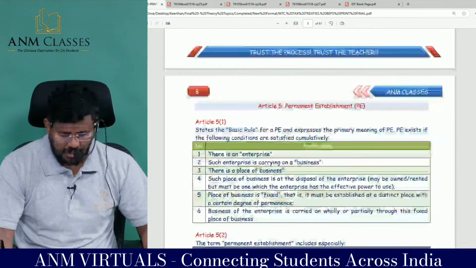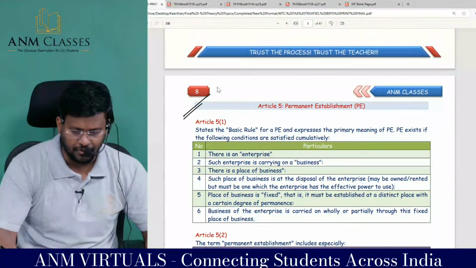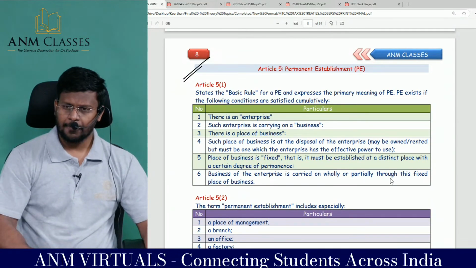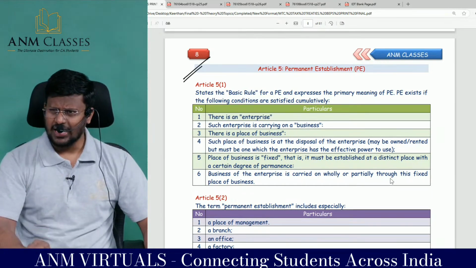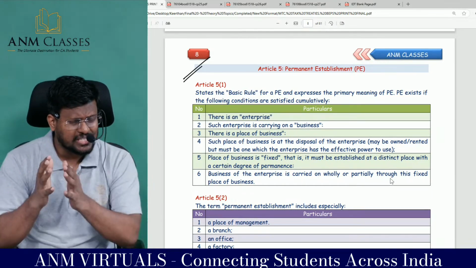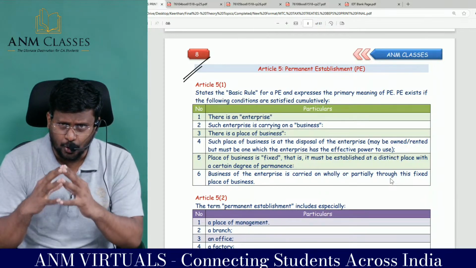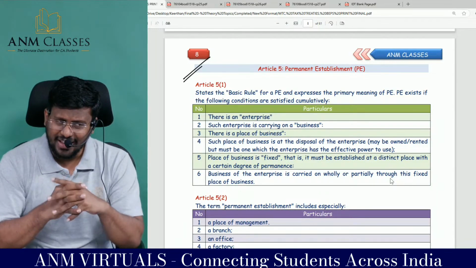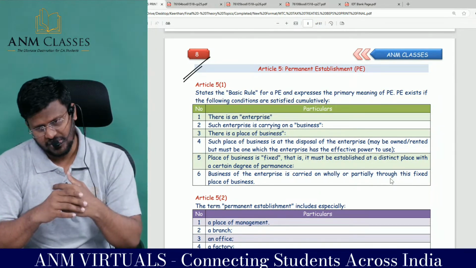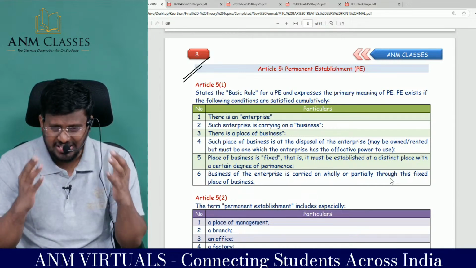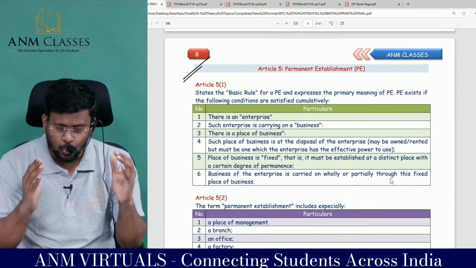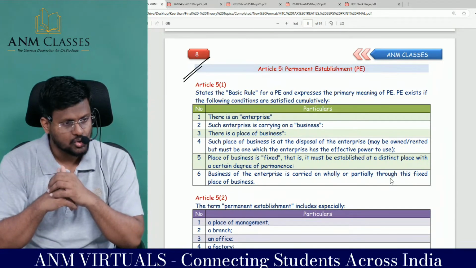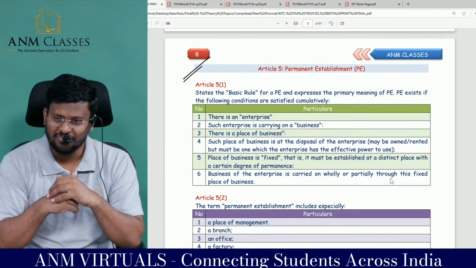Shall I proceed? I am coming to the next article, article number 5, which is talking about permanent establishment. Sir, there are two models, the OECD model and the UN model. The OECD model advocates emphasis for what? Residence principle. Whereas the UN model emphasizes the source principle. For example, if you have business profit, it will be taxable based on the source principle or the residence principle.